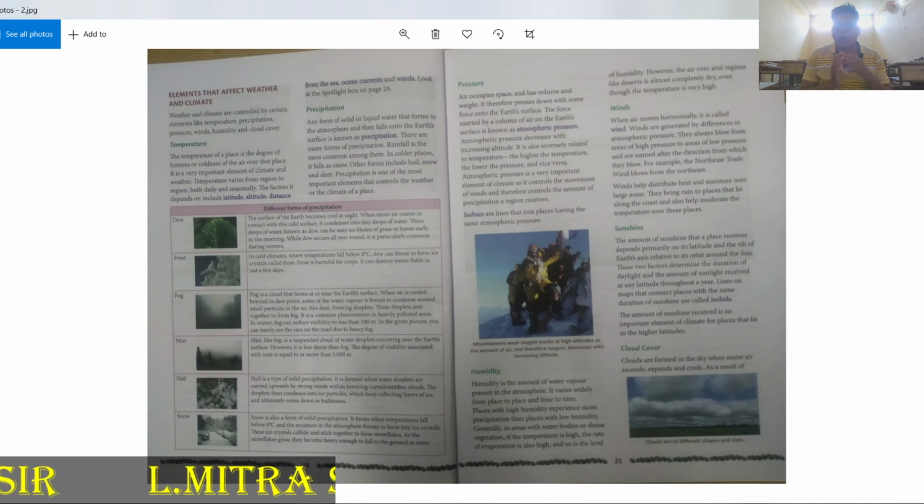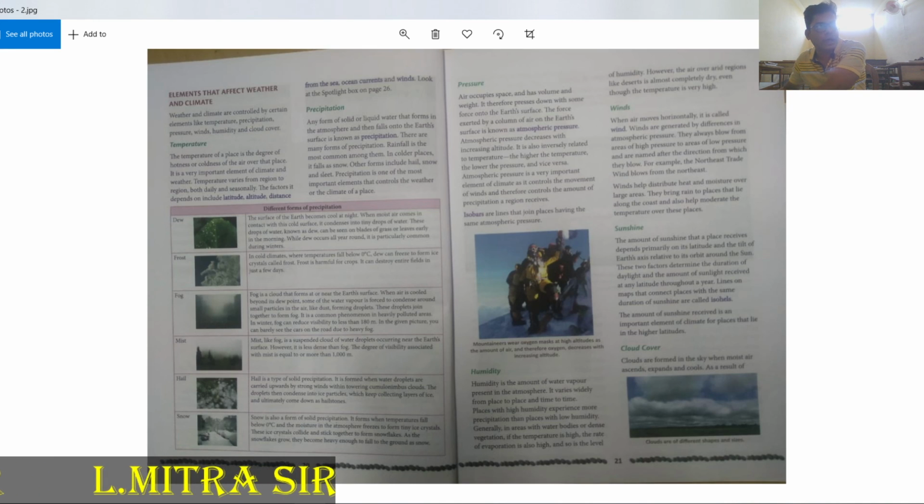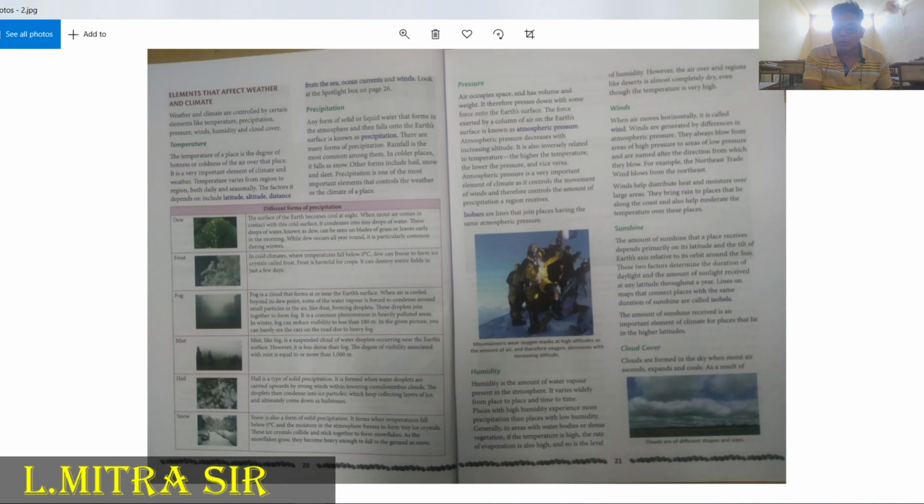If we join the places of the same pressure on the earth's surface or on the map, the lines are called isobars. Isobars are the lines that join the places having the same atmospheric pressure.